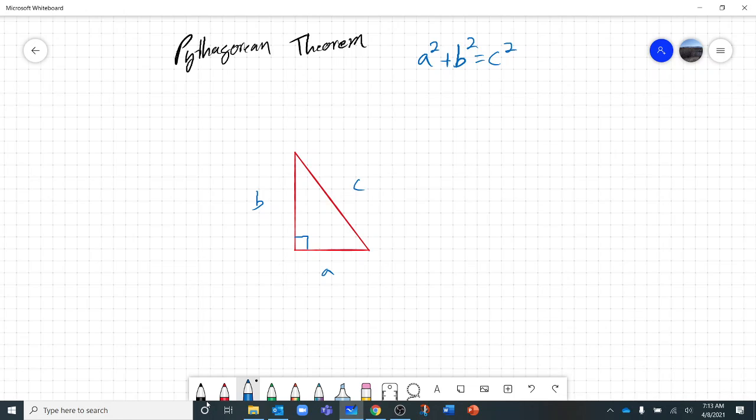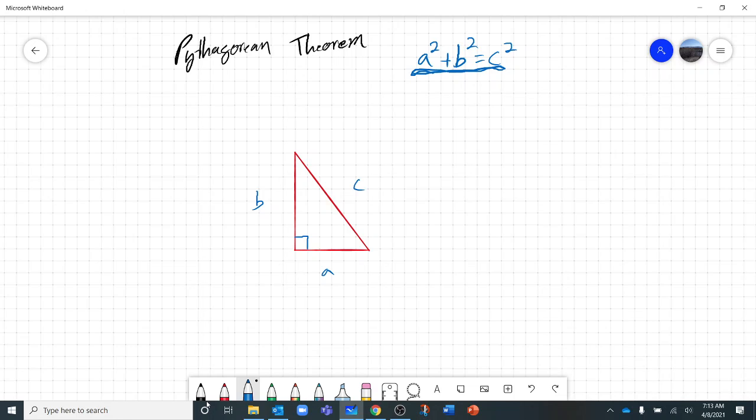Just an example, and I'm going to try and explain it. The a squared plus b squared equals c squared, this is what you need to know and be comfortable with and know how to rearrange it, because sometimes they're going to give you C and B and ask for A, or C and A and ask for B. It won't always be looking for C.